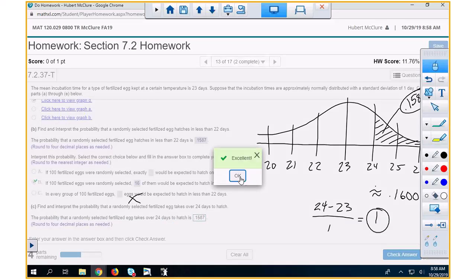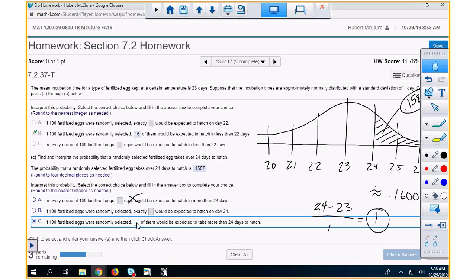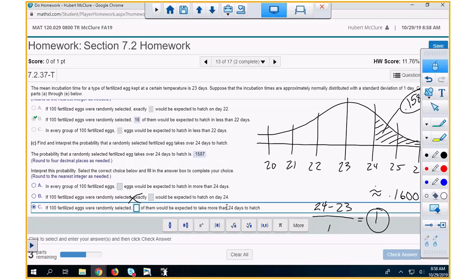And it's going to ask you the same thing. So cross out the exactly, which would be B, cross that out. It won't be A. And it's going to be C. And you're going to type in 16 eggs. Why? Because you don't have 15.87 eggs. You have 16 eggs.